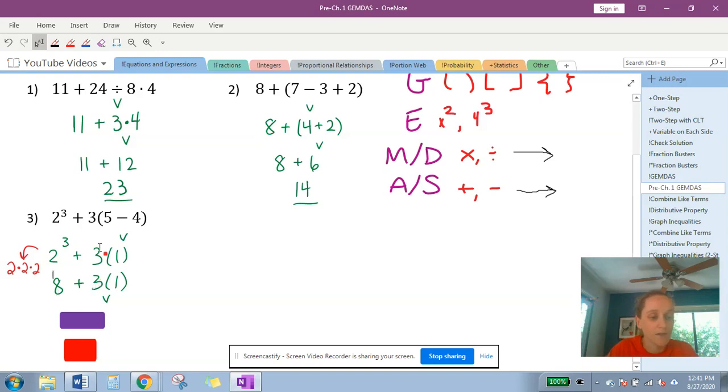So I get 8 plus, bring down 3 times 1. I do multiplication before addition, so 3 times 1 is 3, and then I add 8 plus 3, and my answer is 11.